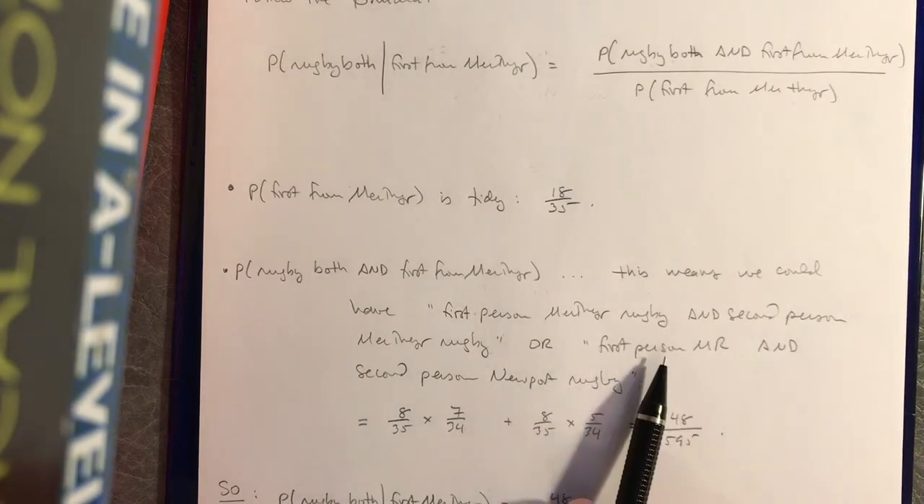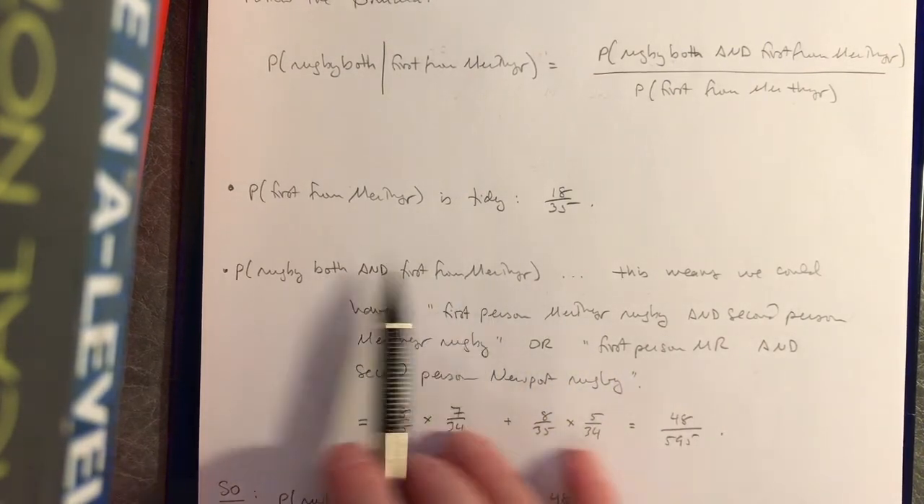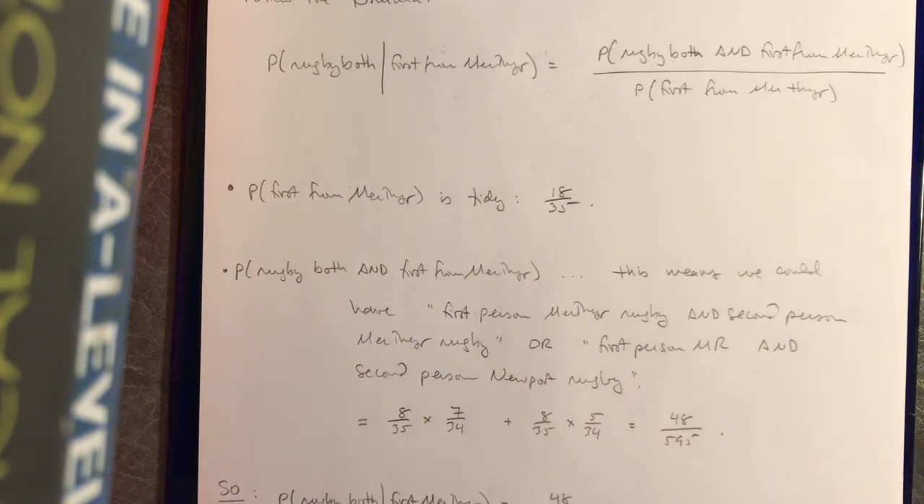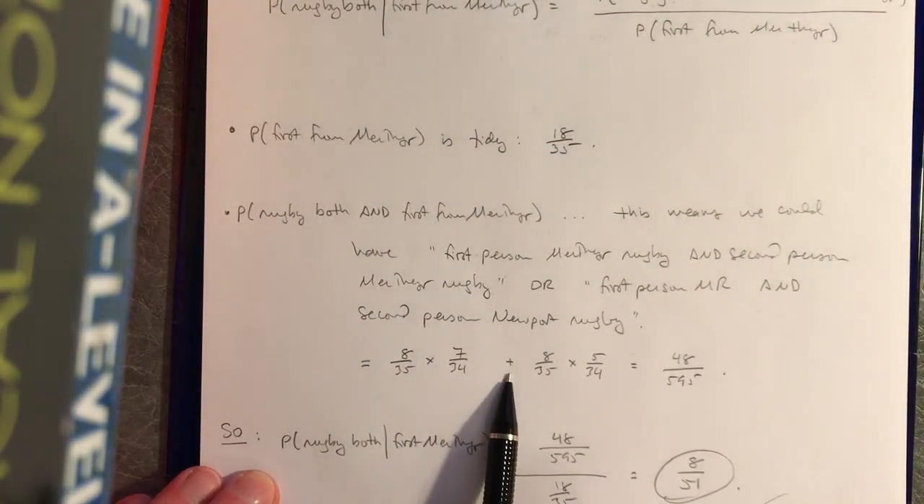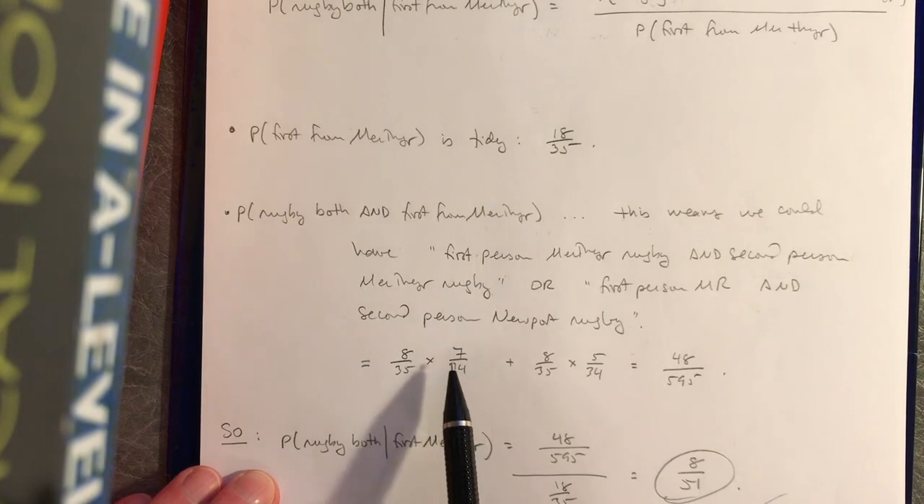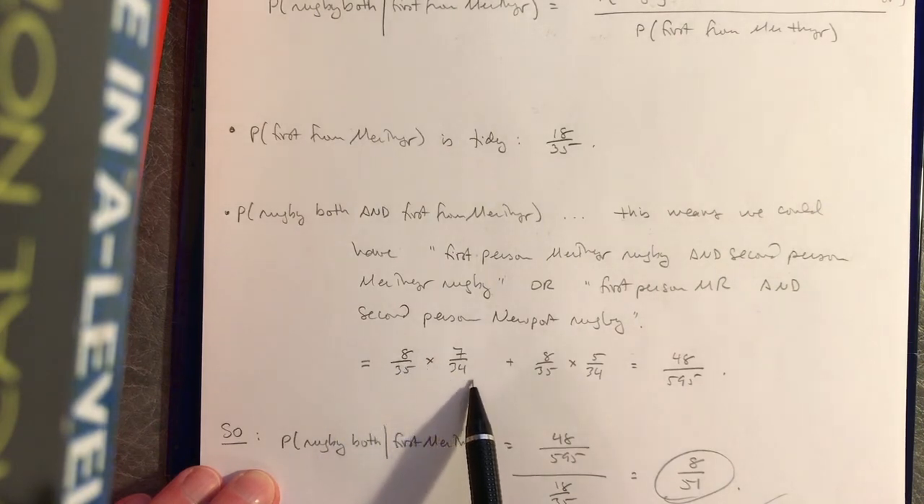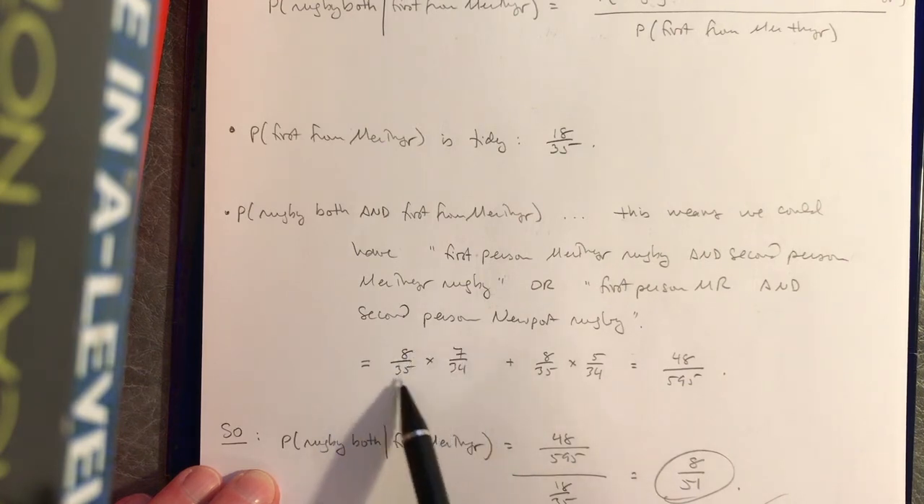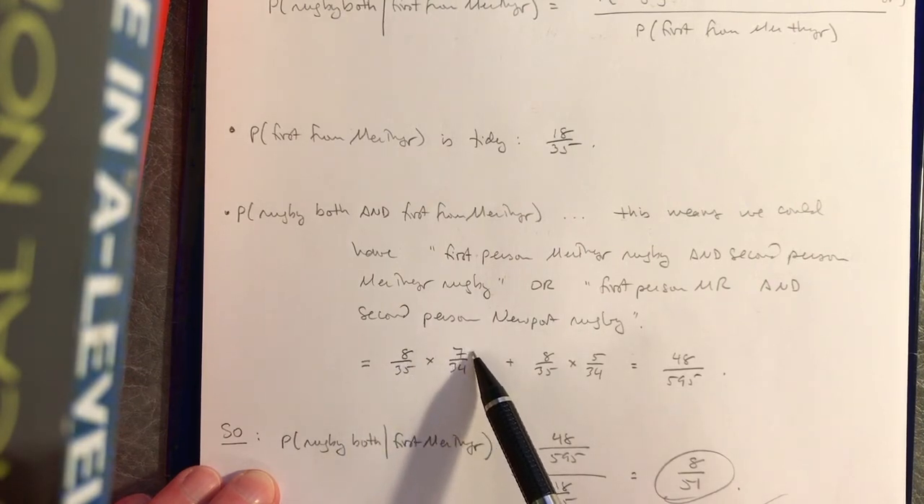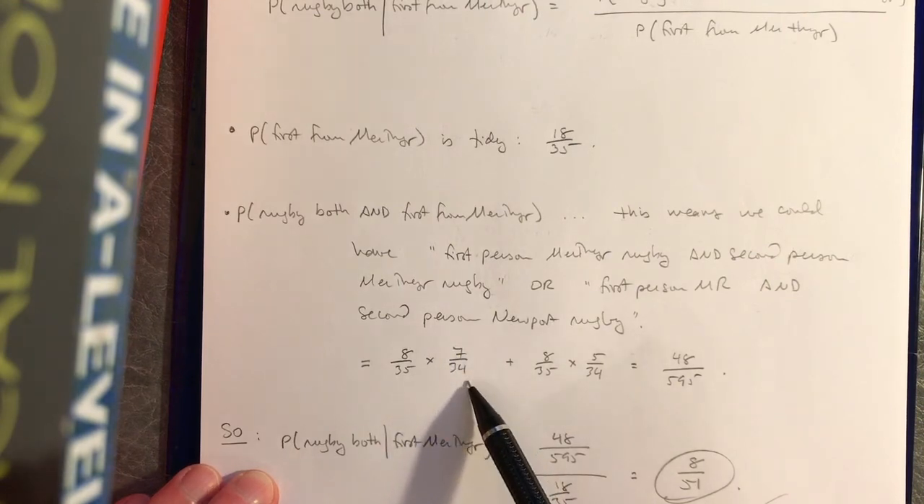Okay, so two ways you can do this. It's the second person, are they from Newport or Merthyr? Okay, and because it's an or, we add the probabilities. So first person Merthyr Rugby and the second person is Merthyr Rugby. Well, that's 8 out of 35. And then you've already pulled a rugby person, so that's 7 out of 34, that you get another Merthyr Rugby person out of your pool of people.